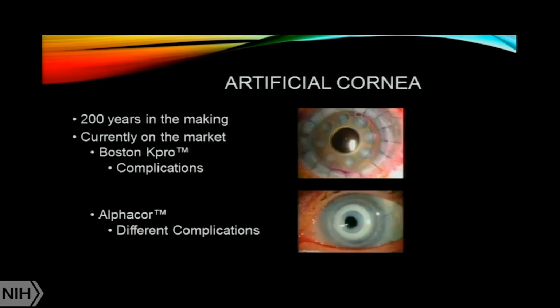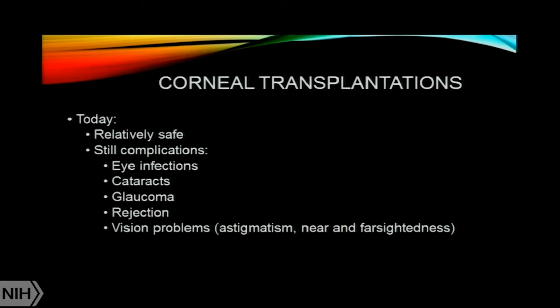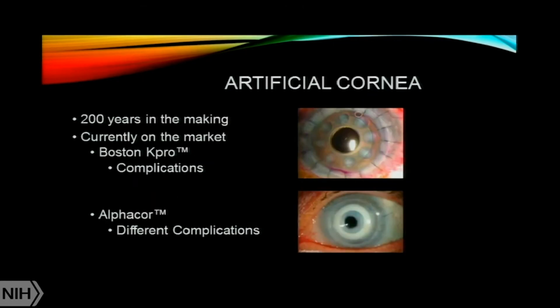Slide. Artificial cornea. Images of the Boston K-Pro and AlphaCore artificial corneas. So due to this, there are artificial corneas on the market. So people have looked at ways to not use a human cornea to a human, but take and create an artificial cornea like out of polymethyl methacrylate. And the Boston K-Pro is probably the most commonly used one. It's been on the market for over 200 years.